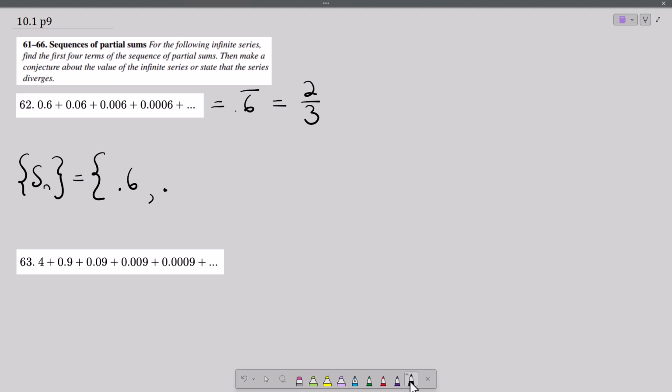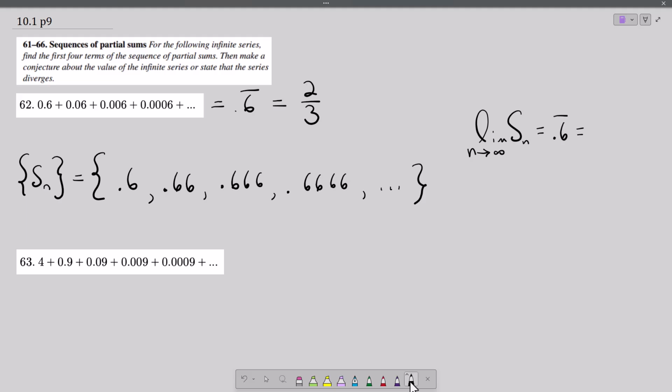So we're just going to add one more term, and we end up with a sequence of partial sums that looks like that. And we can see that the limit of S sub n, as n goes to infinity, is equal to 0.6 repeating, which we know is 2/3. So that series converges to 2/3.